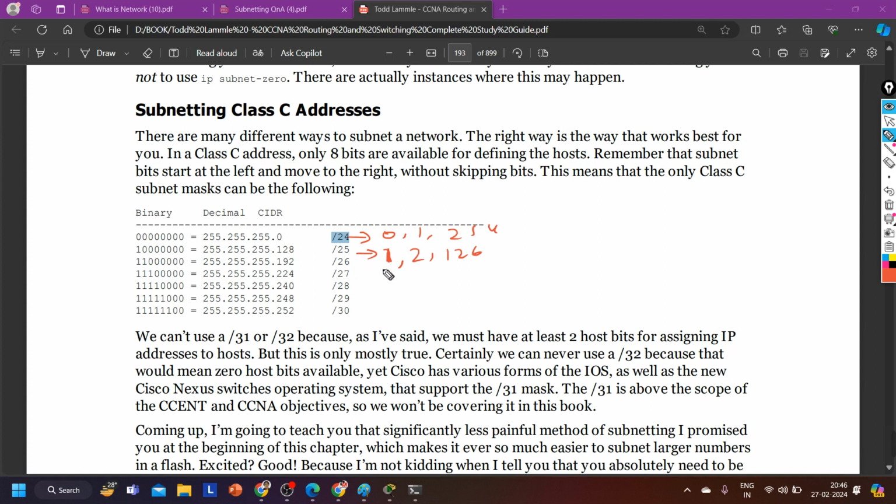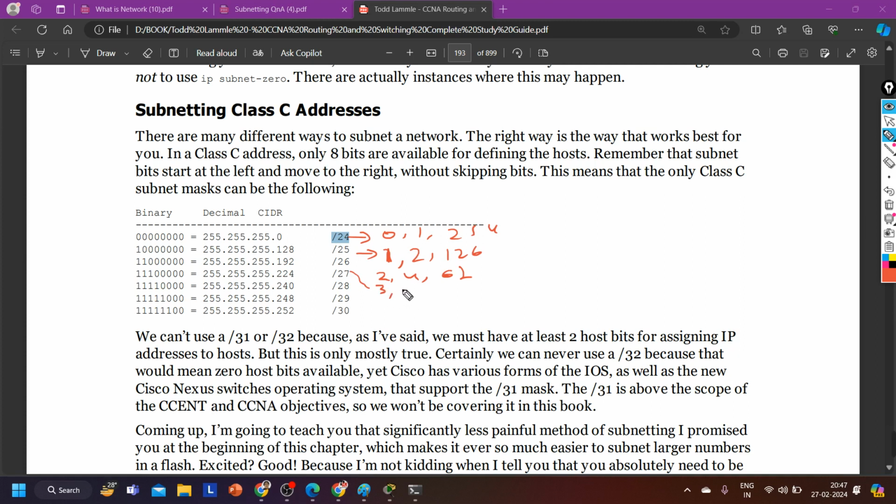From this, /26, two bits borrowed, so four networks and 62 valid IP addresses. Yes, 62 valid IPs. Then /27: three bits borrowed, eight network IDs. This is for /27, right? Then 3 borrowed bits.